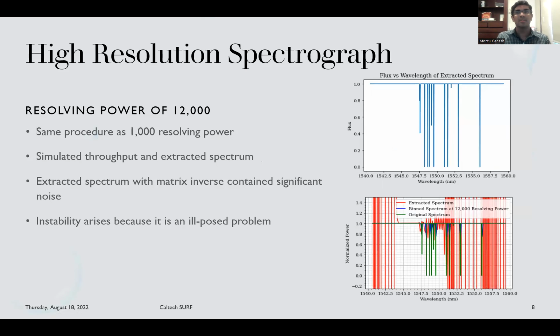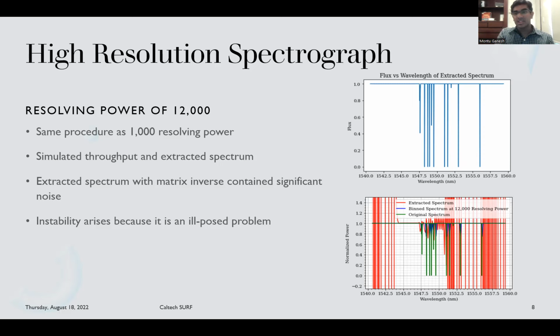Next, we tested this for a high resolution spectrograph at 12,000 resolving power. It was the same procedure as for 1000 resolving power. We simulated the throughput and extracted the spectrum with matrix inverse. Given the original spectrum on the top right, we were able to extract the spectrum. If you look at the graph at the bottom right, it's the same type of graph as the previous slide, where the green curve is the original spectrum and the blue one is the same spectrum at 12,000 resolving power. The red curve is the extracted spectrum after passing through the AWG.